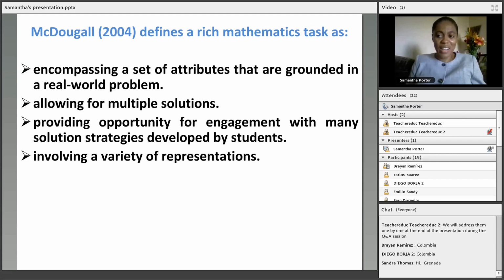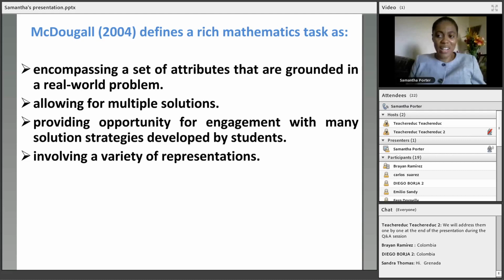These tasks should involve a variety of representation. Students can represent their solution using a table. They can represent their solution graphically. They can represent their solution using an equation. They can represent their solution using a proof.